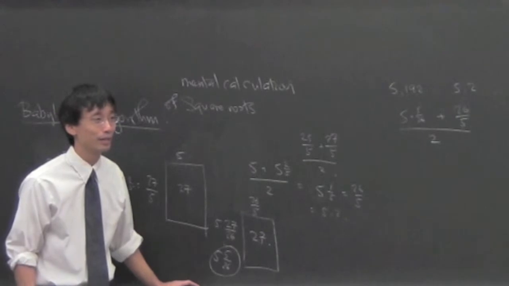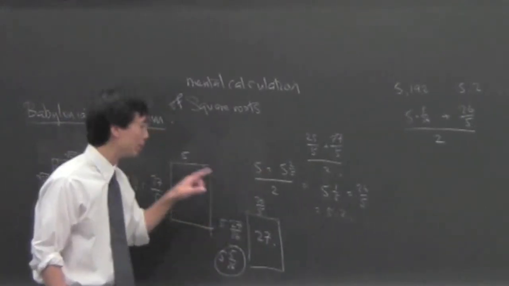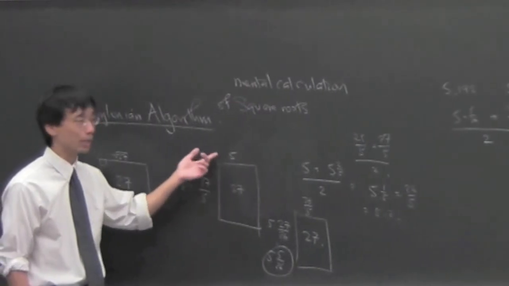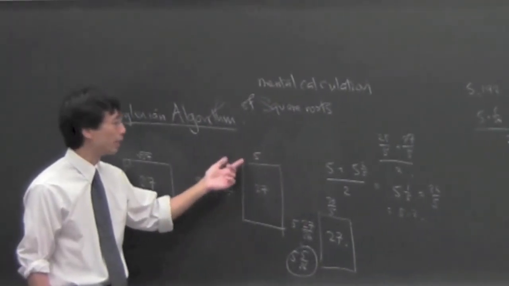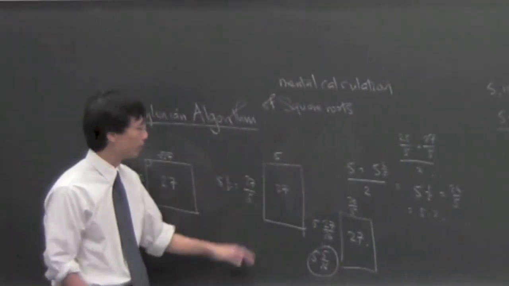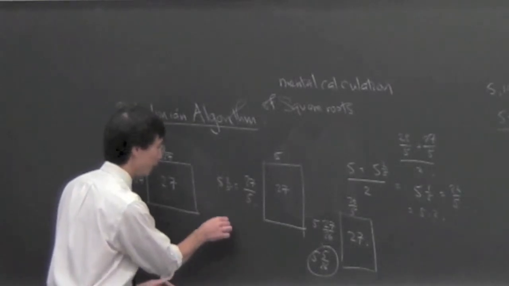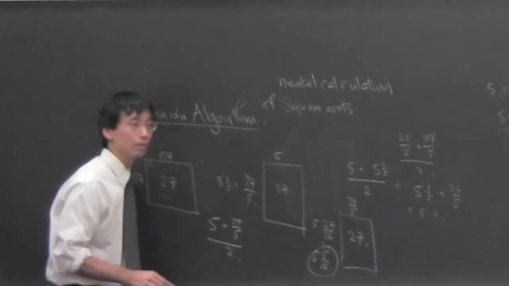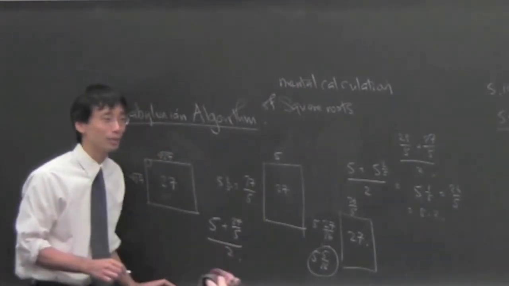This isn't mental math anymore. The second step isn't, but the first step I think is. The first step, you say, okay, I'm going to make a guess of 5, and then I'm going to take 5 and 27 over 5, and then I'm going to divide that thing by 2. That's what I think you guys can do.